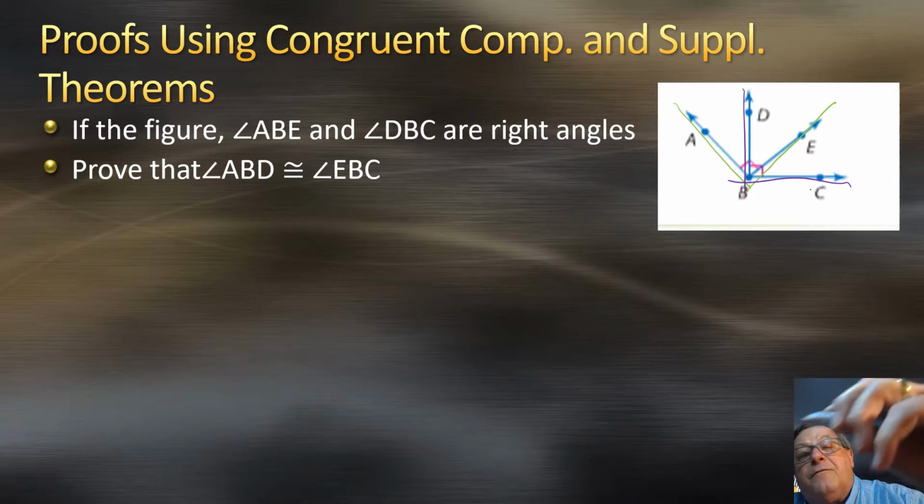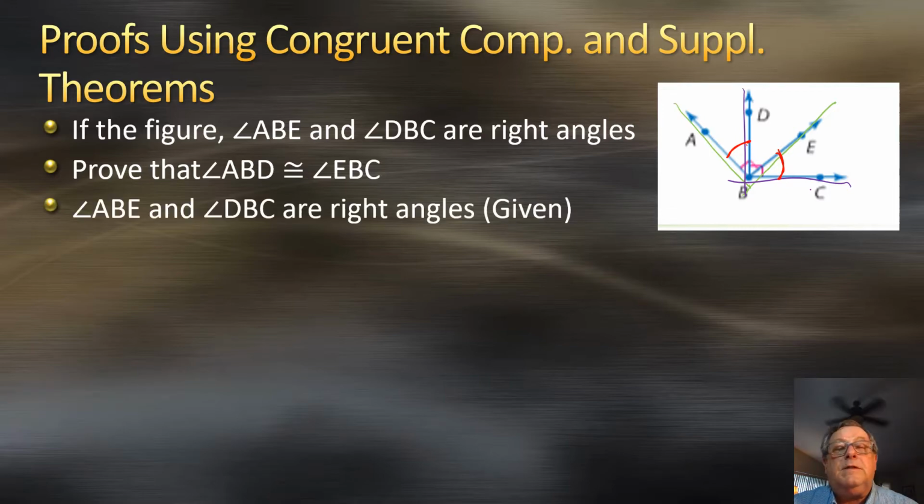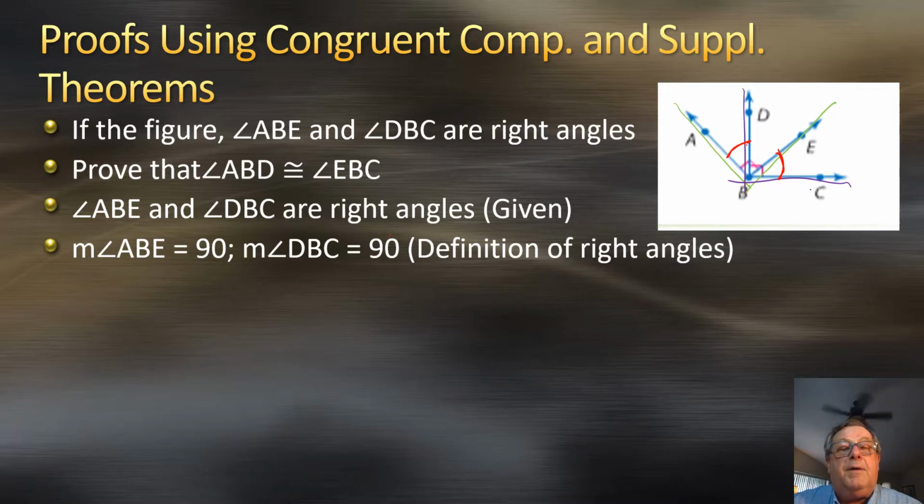So we're looking to figure out that ABD, which is this angle, and EBC, which is this angle, are congruent. And it's going to fall into the congruent complements theorem. But let's just go through step by step. So, angle ABE and angle DBC are right angles. That's what was given to us. And the measure of angle ABE is 90 degrees, and the measure of angle DBC is equal to 90 degrees. That's the definition of a right angle. Right angles are 90 degrees.